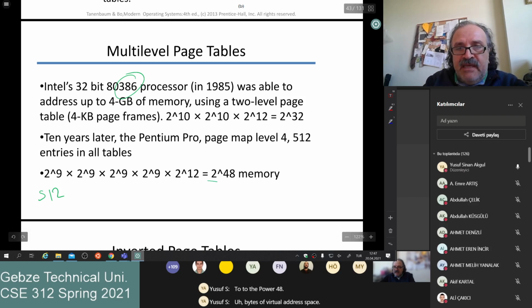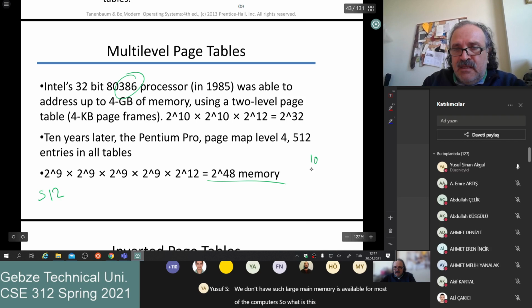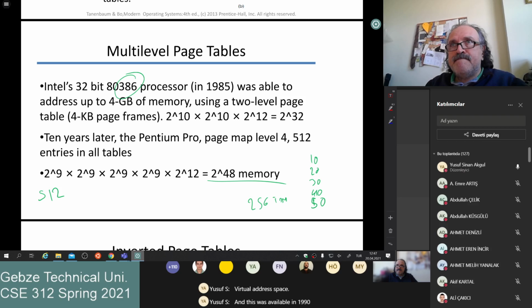Even today, we don't have such large main memories available for most of the computers. So what is this? Kilo, mega, giga, terabytes, and petabytes, right? So this is 256 terabytes of virtual address space. And this was available in 1995. Good. Any questions with the multi-level page tables? Again, we address the problem of having a very large page table.